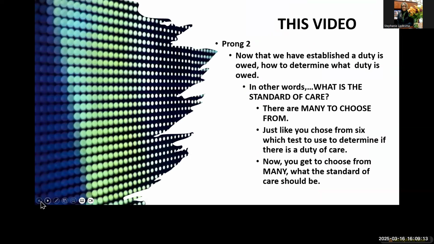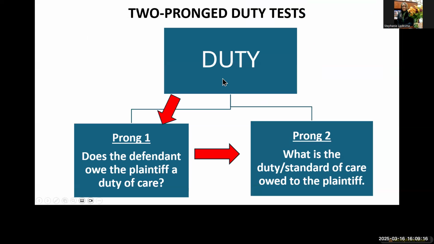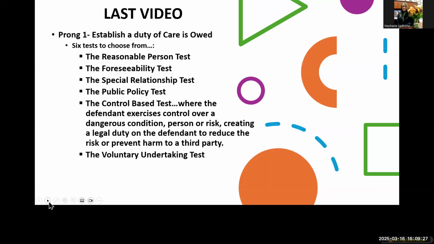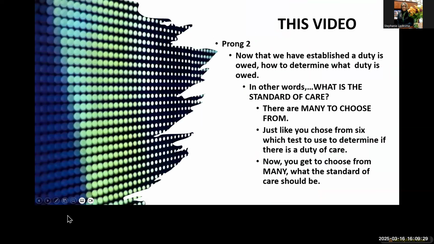I'm going to go back because I just want to, right? Duty of care. First step, prong 1. If that's established, we proceed to prong 2, which is identifying the standard of care that's owed. This video, we're in prong 2, where we're going to be introduced to several different standards of care. So you get the choice again, as you got to choose the test to determine whether or not a duty was owed. You also get to choose the standard of care. Okay.